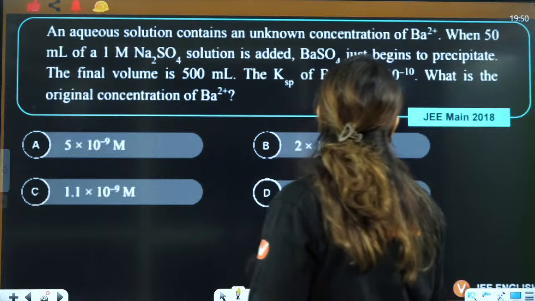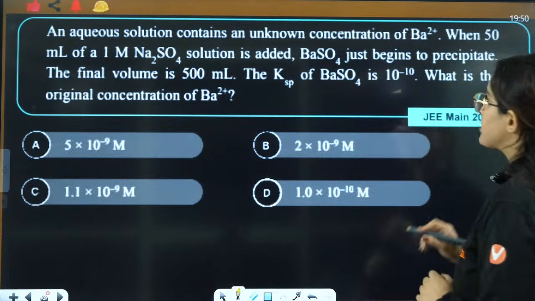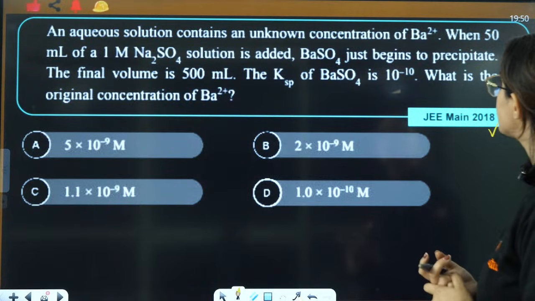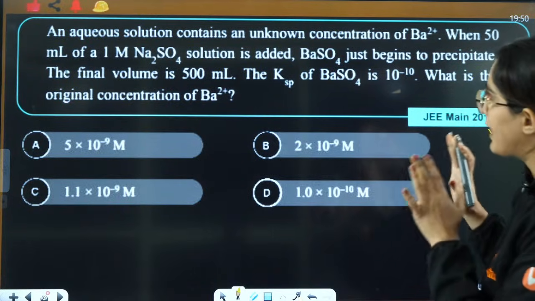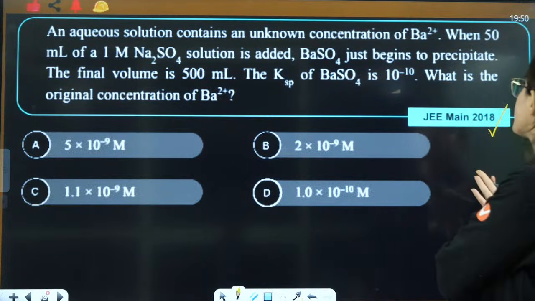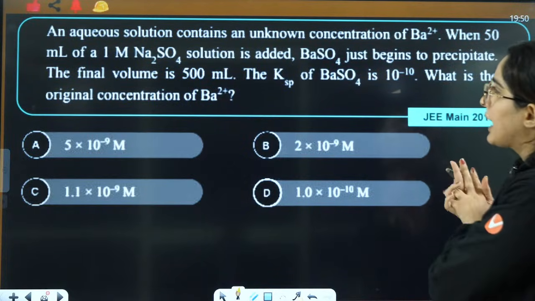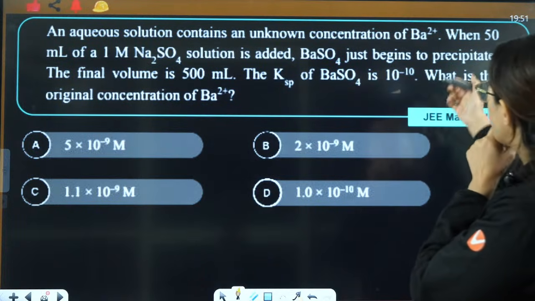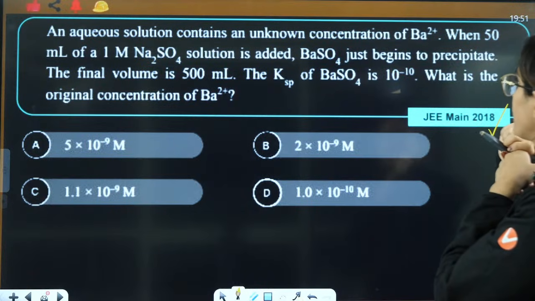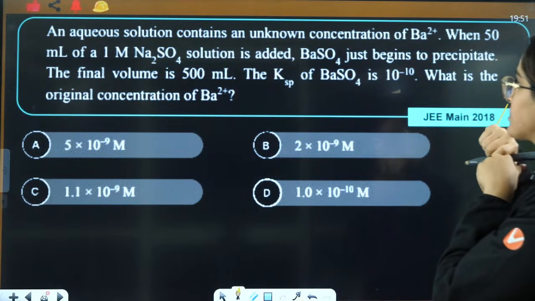Now here what they are saying, 2018 question it is, an aqueous solution contains an unknown concentration of Ba2+, you don't know the concentration. Na2SO4, from where SO4 is coming, that you know. When the solution is added, BaSO4 just begins to precipitate.